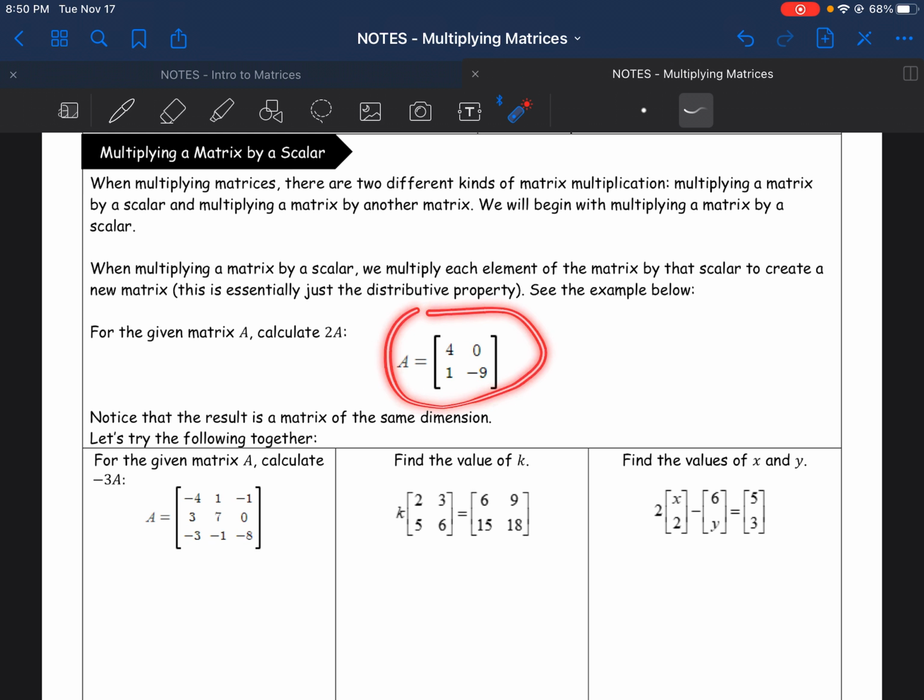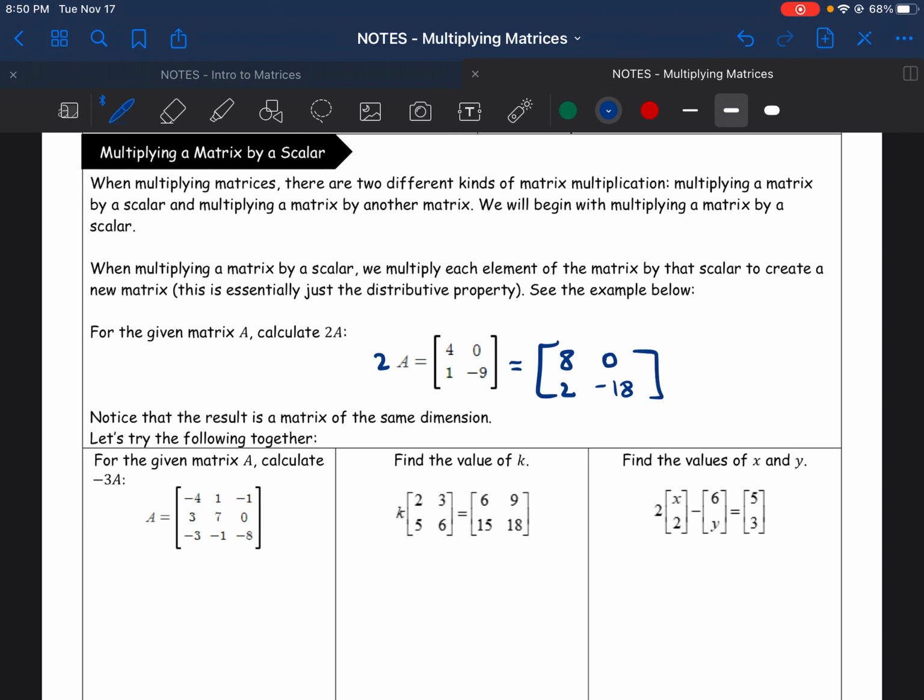So here's our matrix A, and essentially all we're going to do is take 2 and distribute it to all the elements of matrix A. This is going to give us, well, if we do 2 times 4, this would be 8. 2 times 0 would be 0. 2 times 1 would be 2. And 2 times negative 9 would be negative 18.